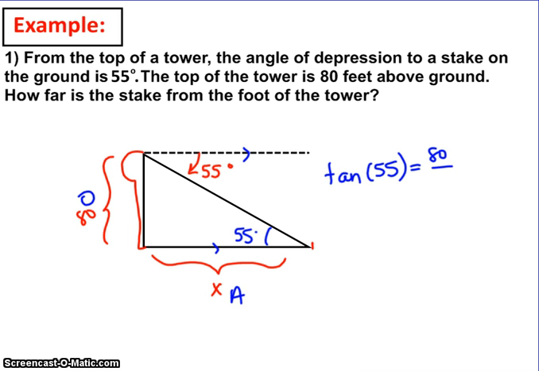So 80 over x. When x is up high, you multiply. When x is down low, you divide them, so it'll be 80 divided by the tangent of 55. So x equals 56 feet.